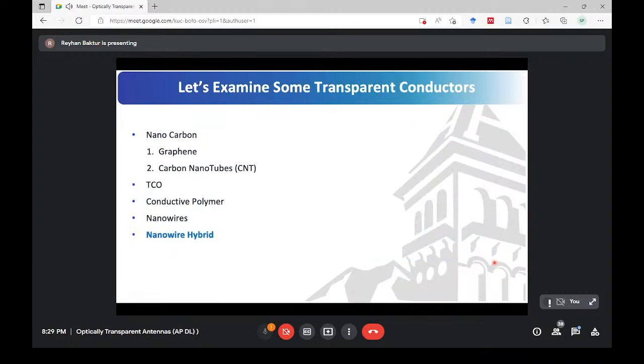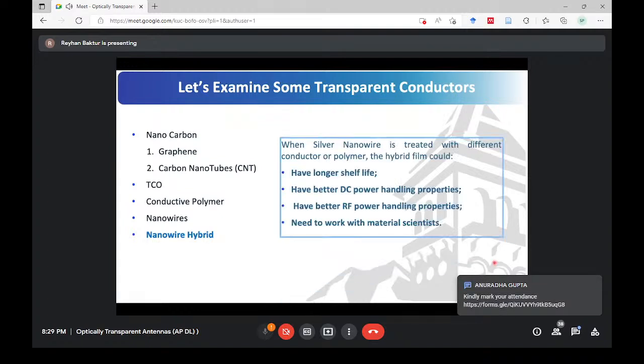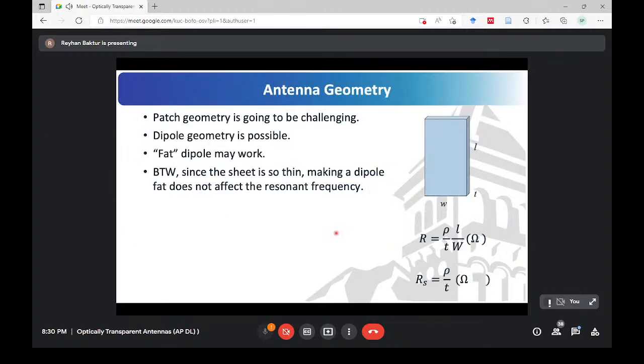Okay, so now let's look into the nanowire hybrid. If you treat the silver nanowire, some people treat it with polymer. I am not really an expert in material processing, so I only know the film has been mixed with different materials so it can have a longer shelf life and better power handling. And the key is we have to collaborate with material scientists.